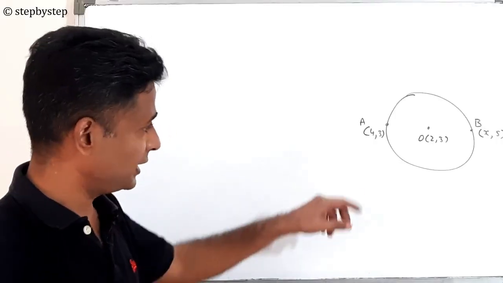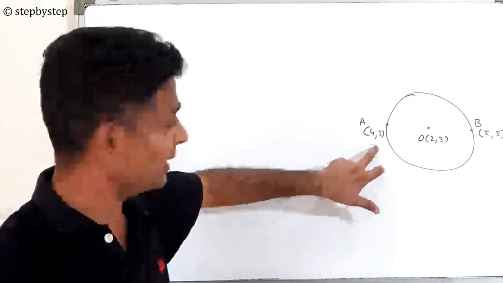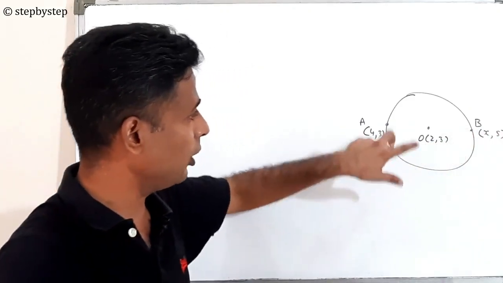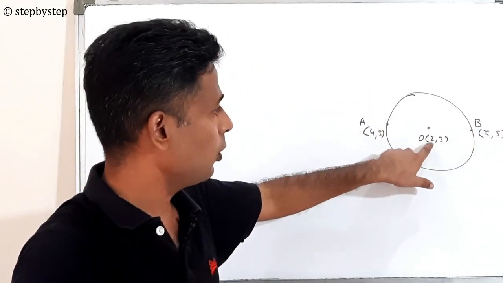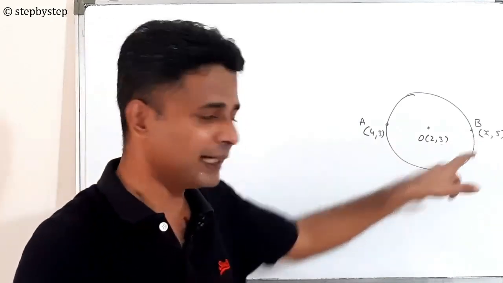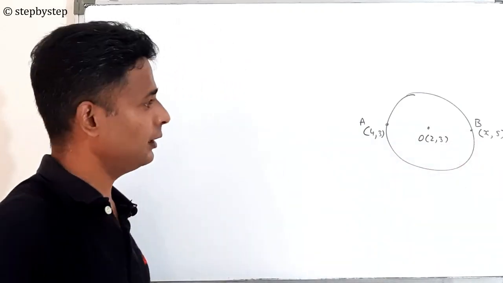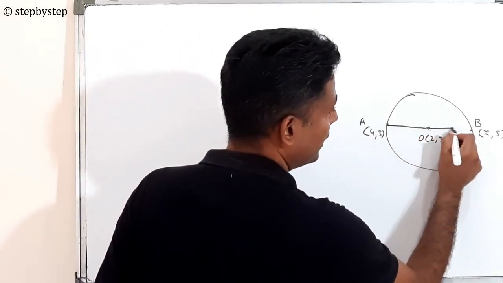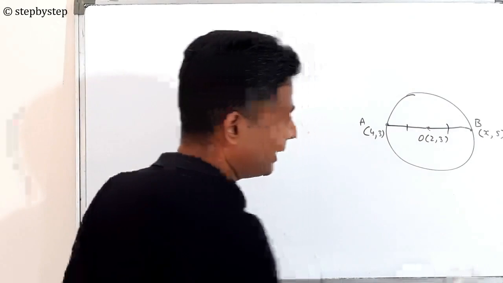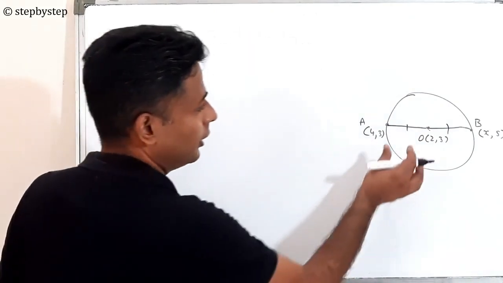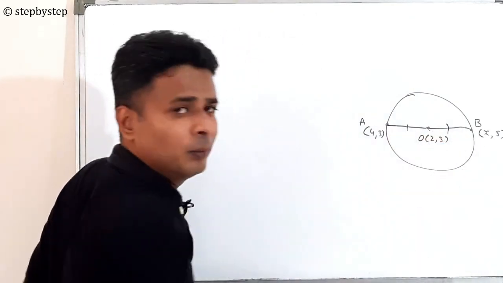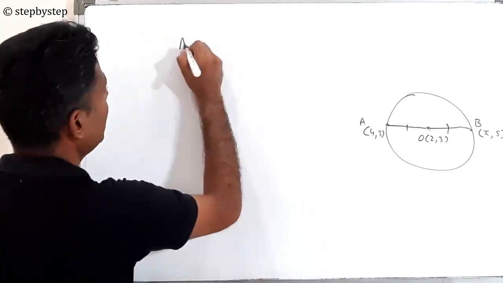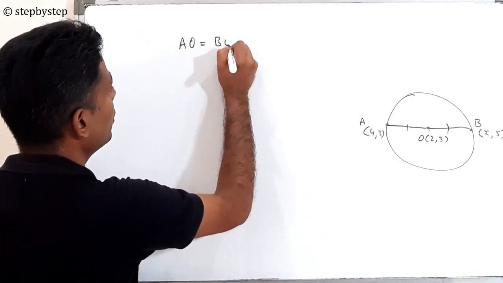Alright guys, the next question. They have said A (4, 3) and B (x, 5) lie on a circle and the center is O (2, 3), and they have asked you to find x. One unknown, one equation. How can we form an equation? Since these two lie on the circle, this will be equal to this. Why? Because this is also a radius, this is also a radius. So AO will be equal to BO, and done. That's our equation: AO equals BO.